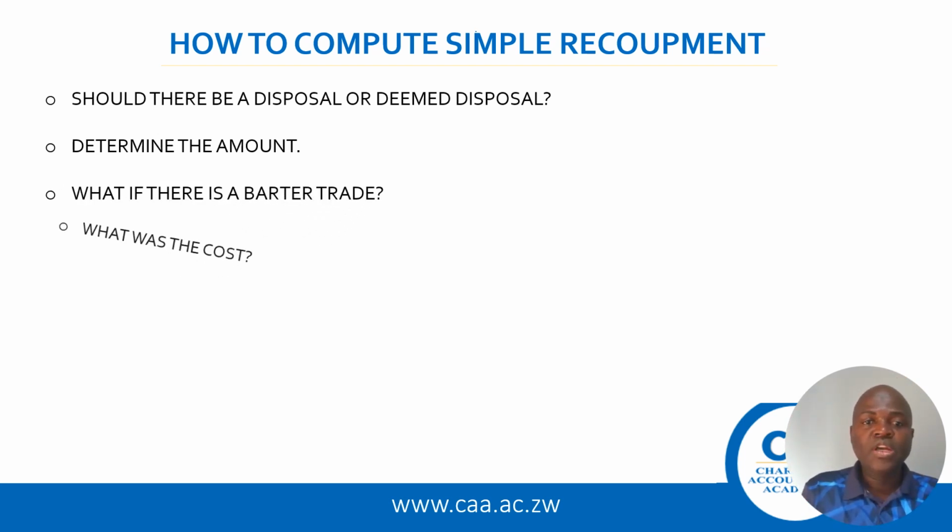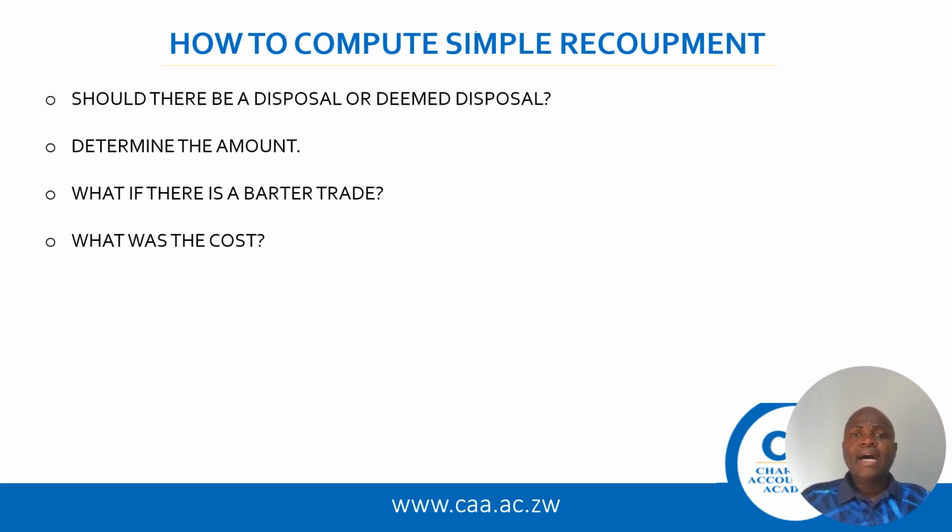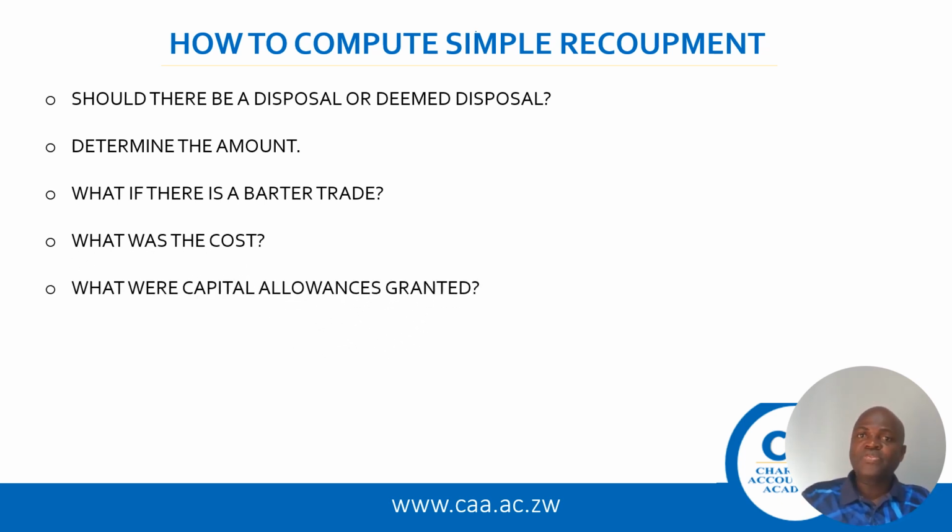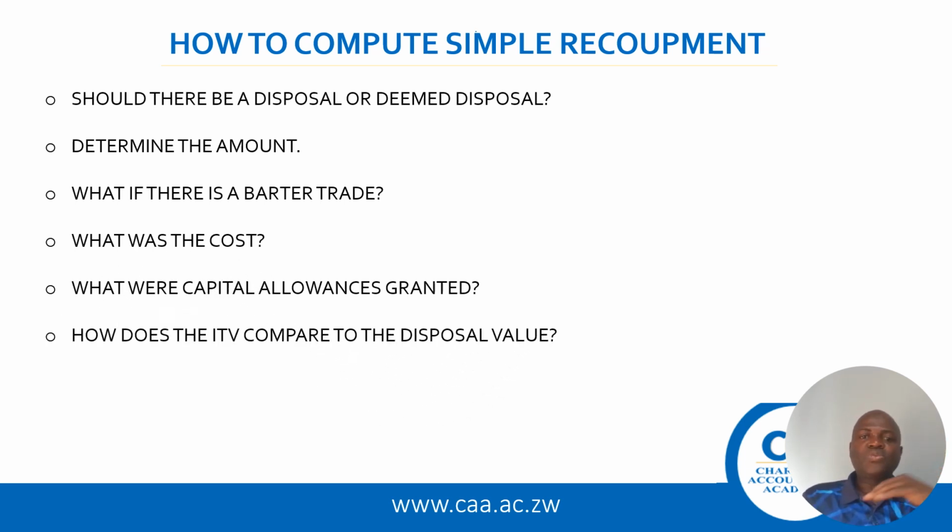The next thing that we need to do is to say, what was the cost? In our example, the cost of the car was 30K. And so what capital allowances were granted? If this car was claiming SIA for maybe 2 years, which means it has an ITV of 15K. Once we've determined the ITV, we now compare it to the disposal value. The ITV is 15K, and what's our disposal value? We've agreed, even with the barter transaction, on 28. So 28 compared to the 15. What does it tell us? It tells us that from a tax perspective, we are expecting this car to have a value of 15. And therefore, we've moved from 30 and given you allowances of another 15.